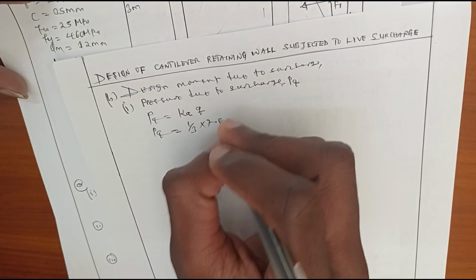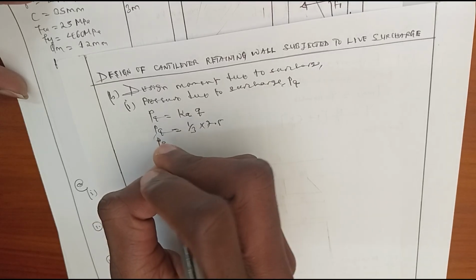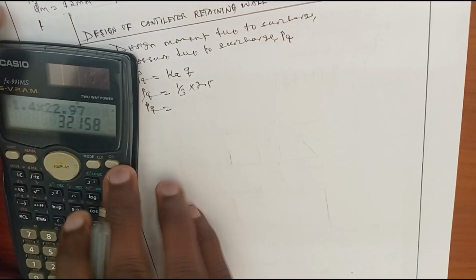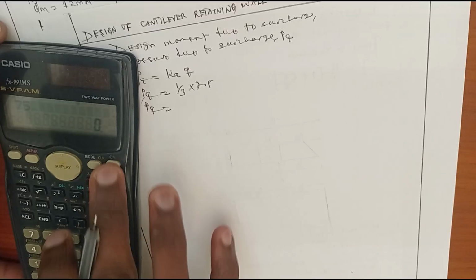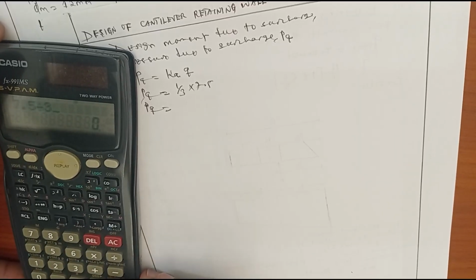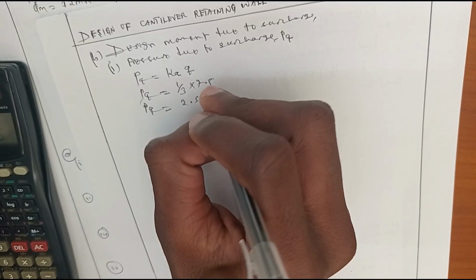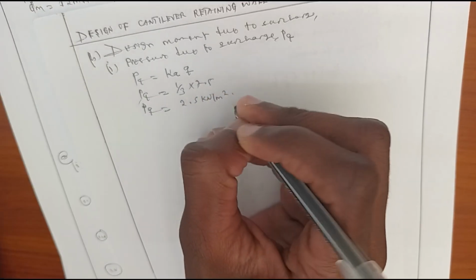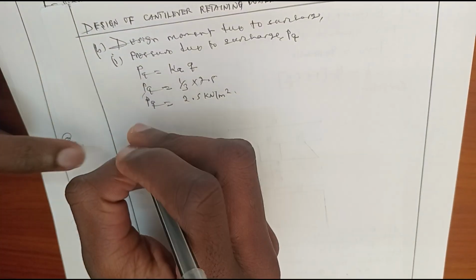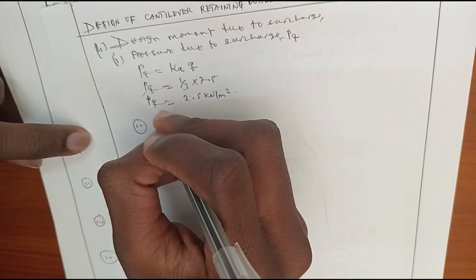is 7.5. Now, pressure due to surcharge will be equal to 7.5 divided by 3, it will be equal to 2.5. This is kilonewton per meter square. The next is to determine the horizontal force due to surcharge.